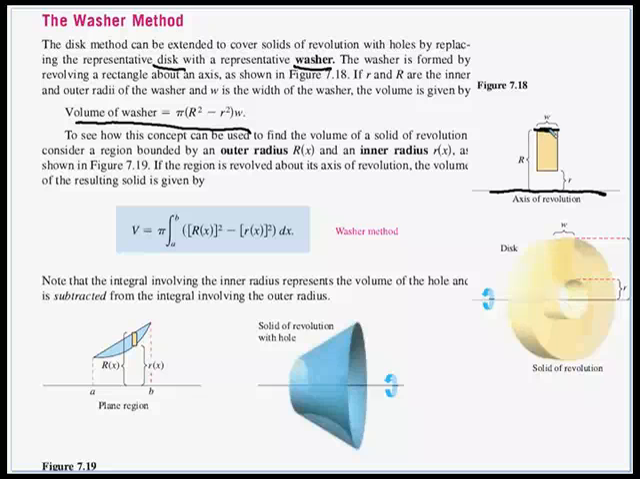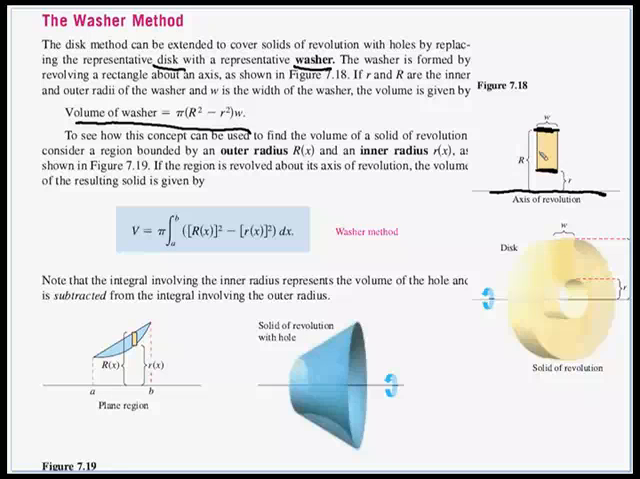The top of the rectangle is capital R, our upper radius, or our higher radius. The bottom of the rectangle is lowercase r, or our lower radius, inner radius. So what would the volume of this disk be?